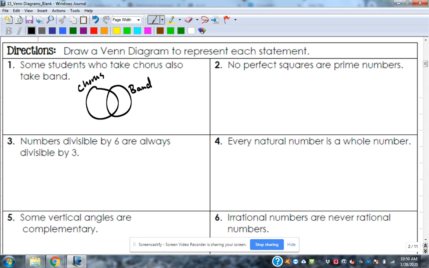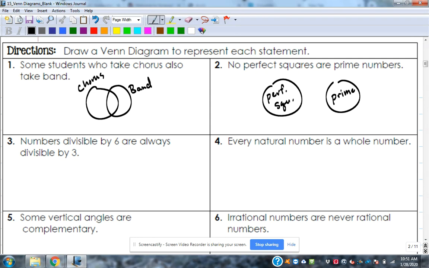Number 2 says no perfect squares are primes. That's the no, never. That's two separate circles. So you've got perfect squares, and I'm just abbreviating there, and then we've got primes. So no perfect squares are prime numbers. So those don't overlap. They're separate circles.